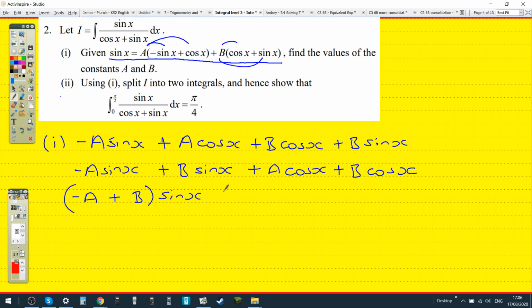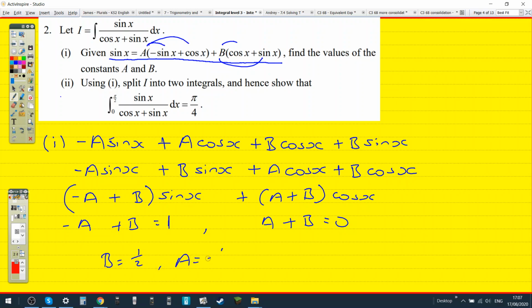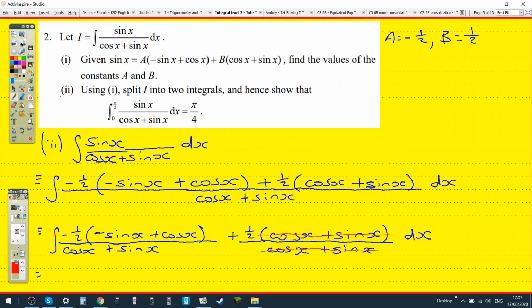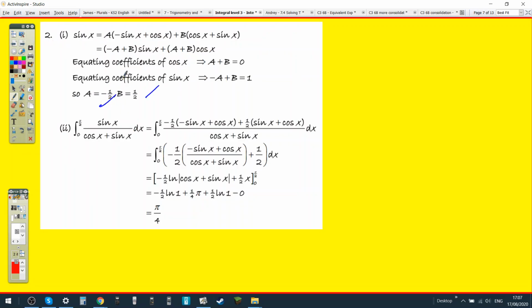Sine x is equal to cos x. So a plus b is 0. Minus a plus b is... b is 1. Is b 1? I don't know. Oh, b is a half, and a is minus a half? I don't know if that's right. b is a half, a is minus a half. I don't think that's right. Is it? Because minus a... Oh yeah, it is. Never mind, I confused myself.